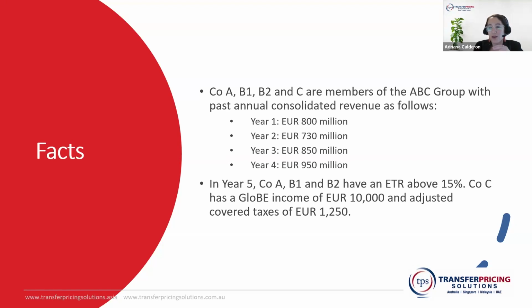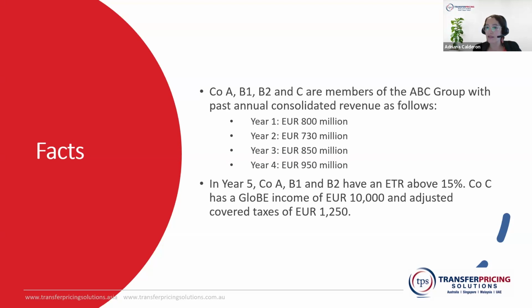So I want to pick on you, Juan, to do the calculation of the effective tax rate here, even though we put small numbers for the purpose of the example. So the calculation would be adjusted covered tax divided by the GloBE income. So it would be 1,250 divided by 10,000, which equates to 12.5%, which is below the 15% global minimum tax. For those who are here, we divided 1,250 by 10,000, and that gives us 12.5%.